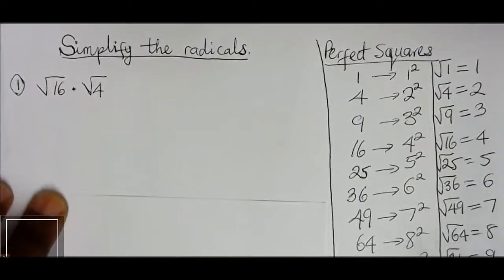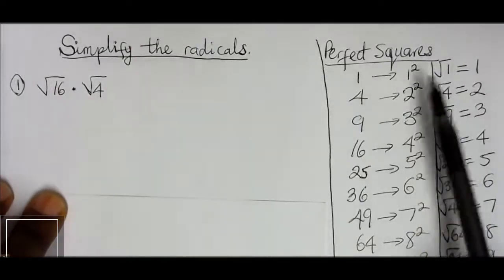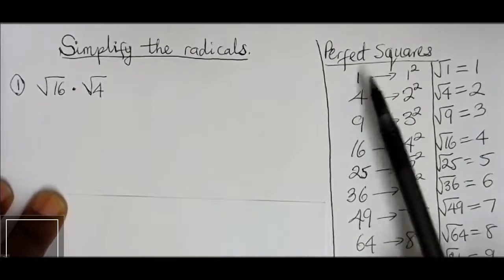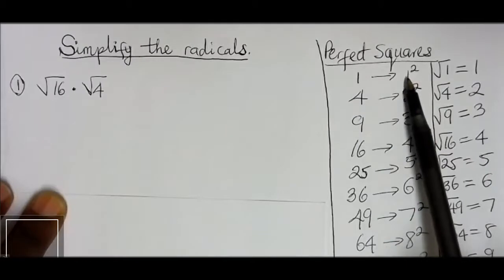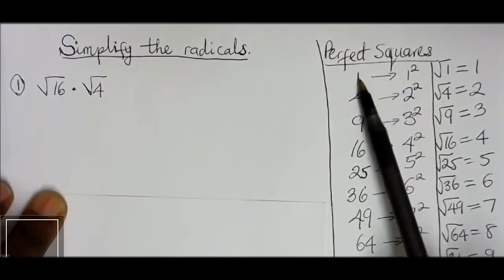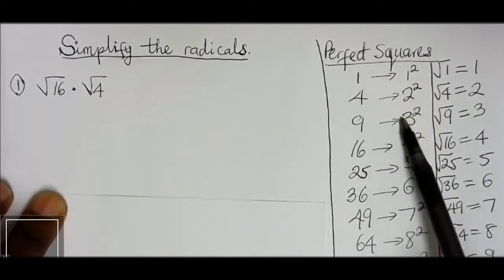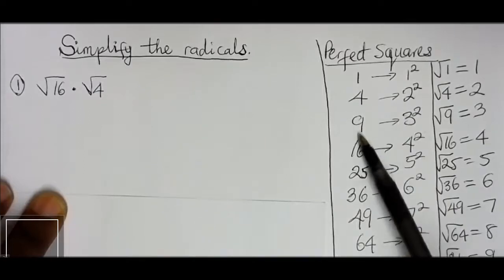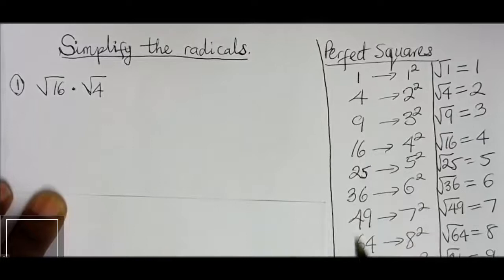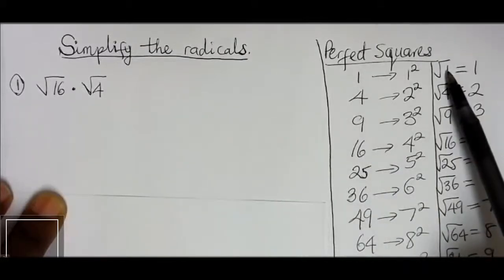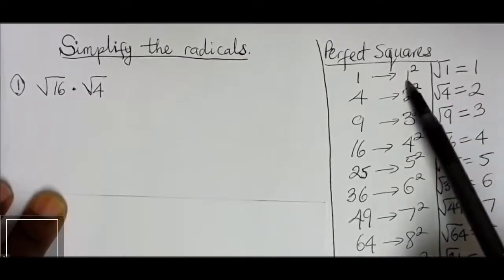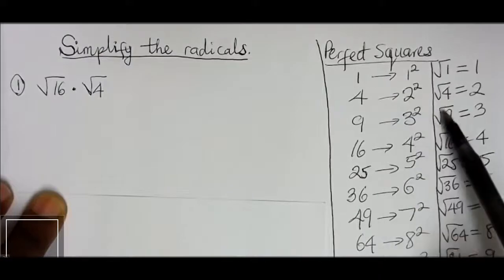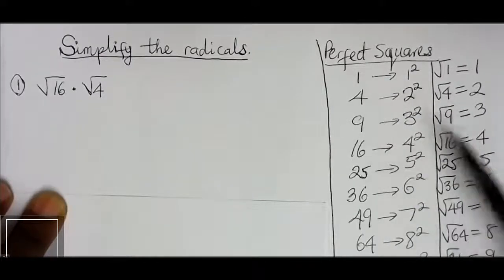All right, let us review perfect squares. Perfect squares are 1, 4, 9. These are numbers that you get when you multiply a number by itself. If you multiply 1 twice, you get 1. Multiply 2 twice, you get 4. Multiply 3 twice, you get 9, and so forth. And if you take the square roots of each of the perfect squares, you get their root. Square root of 1 is 1. Square root of 4 is 2. Square root of 9 is 3, and so forth.